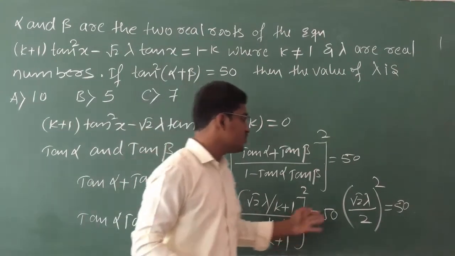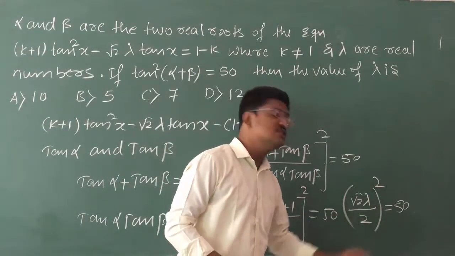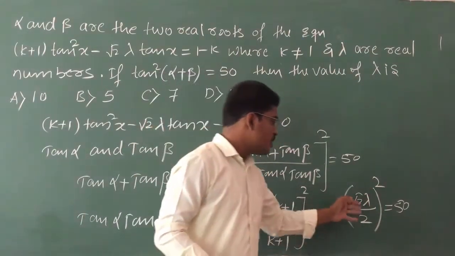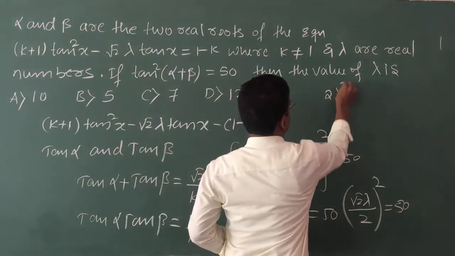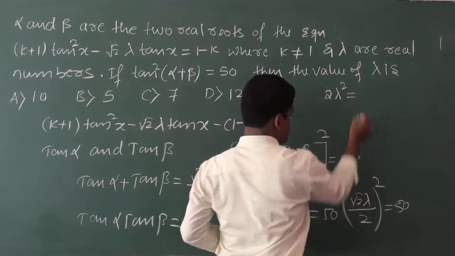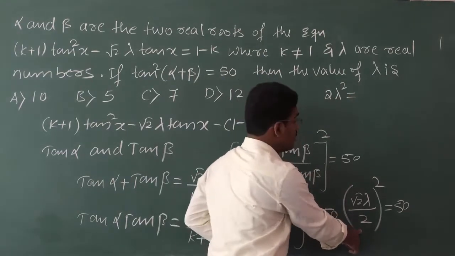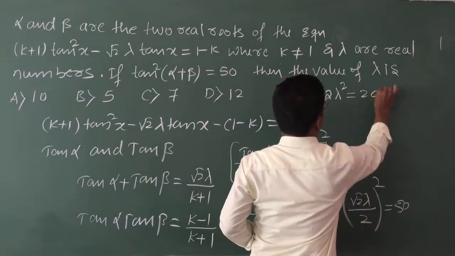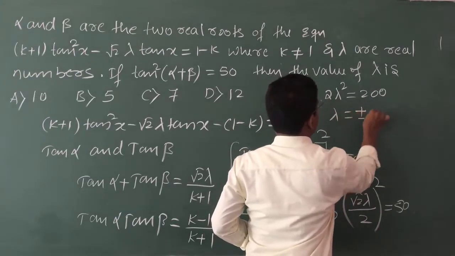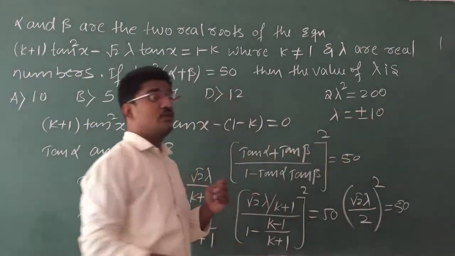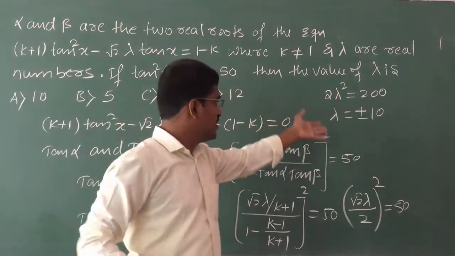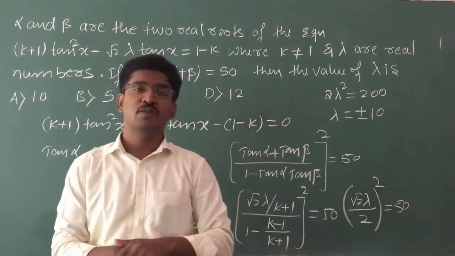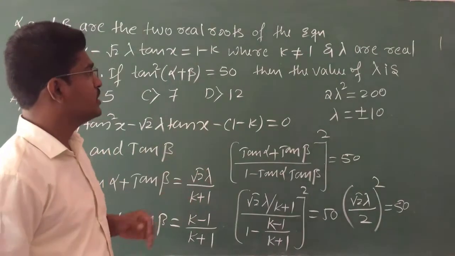So if I simplify this, you are going to have root 2 lambda divided by 2 whole square equal to 50. After solving this, what are you going to have? 2 lambda square equal to, here you have 4, 4 into 50 will be 200. So lambda will be plus or minus 10. These are very easy steps, no problem. If you simplify, 2 lambda square equals 200.